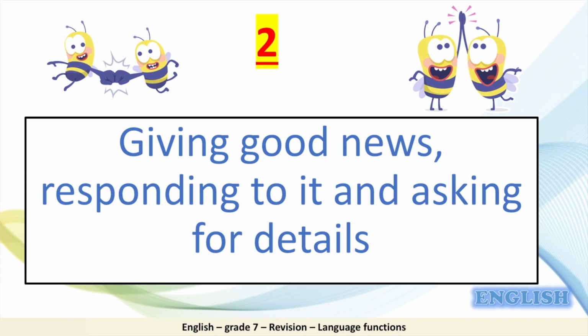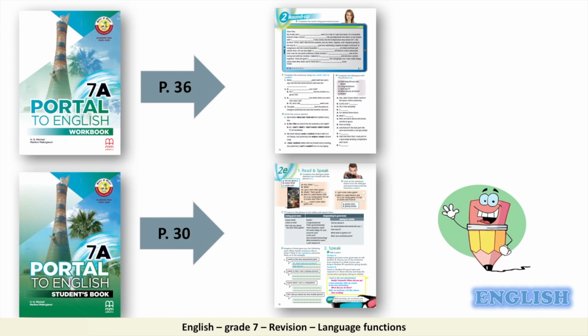Great, we are done with revising the language function that you studied in Unit 1. Let's move on to Unit 2. In Unit 2, we studied how we give good news, how we respond to it, and ask for details. Please open your workbook to page 36 and your student book to page 30.